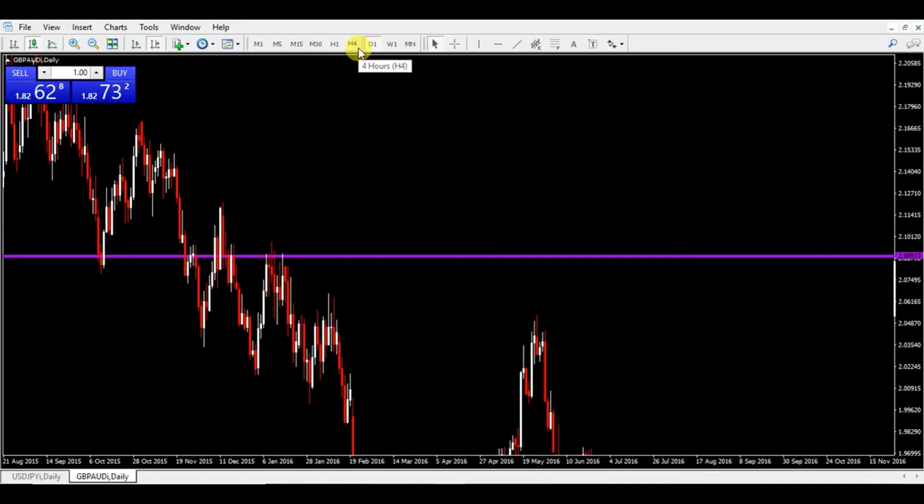The next chapter we will be covering after this is trend lines. And when we combine support resistance with trend lines, things will start to come together.